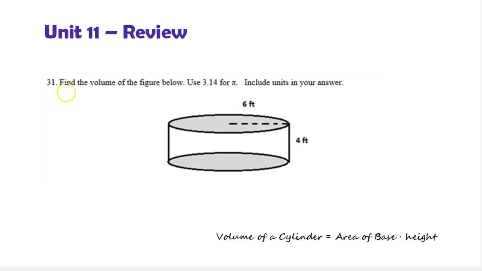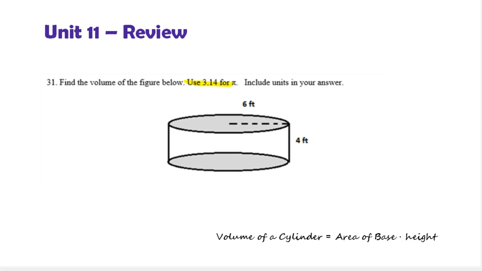Question 31. Find the volume of the figure below. We're also told to use 3.14 for pi and include units in your answer. Okay, so this figure is called a cylinder, and it's actually a type of prism in a way. Prisms actually have straight sides, but this has a circular top and bottom, but it follows the same type of procedure. We find the area of the base times the height. It's just a circular base instead of a polygon.